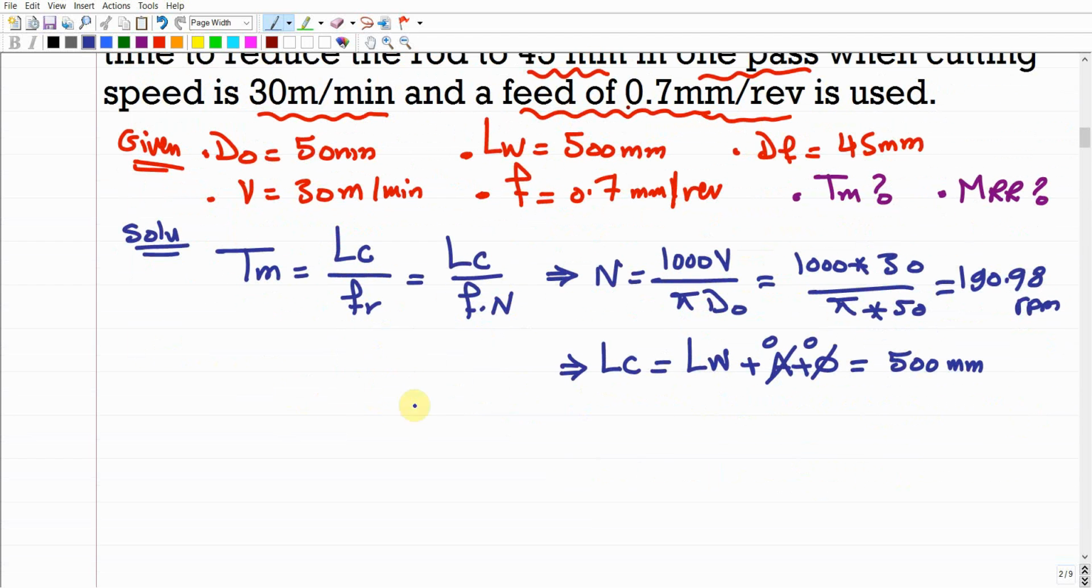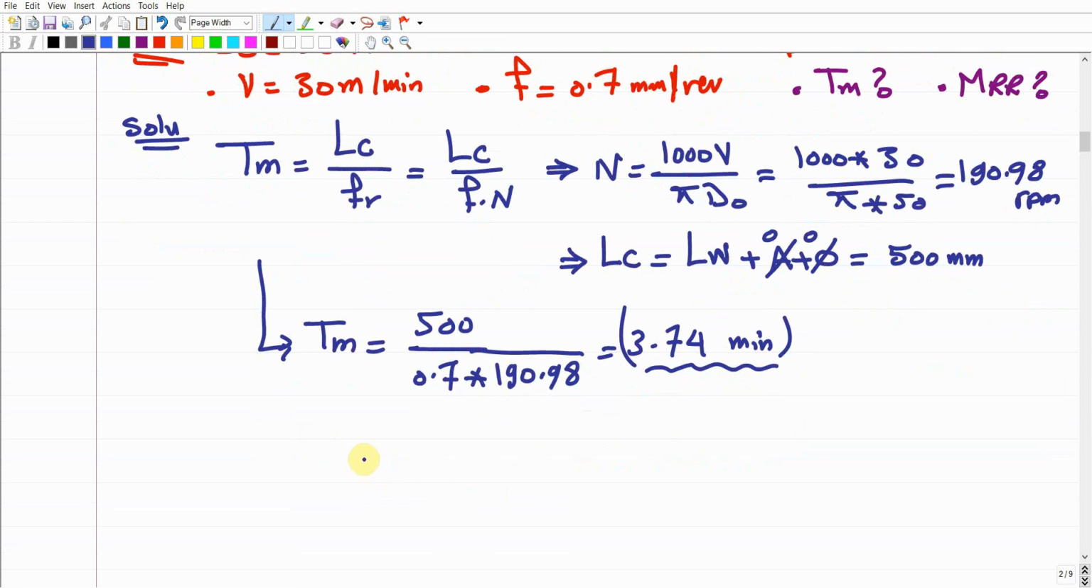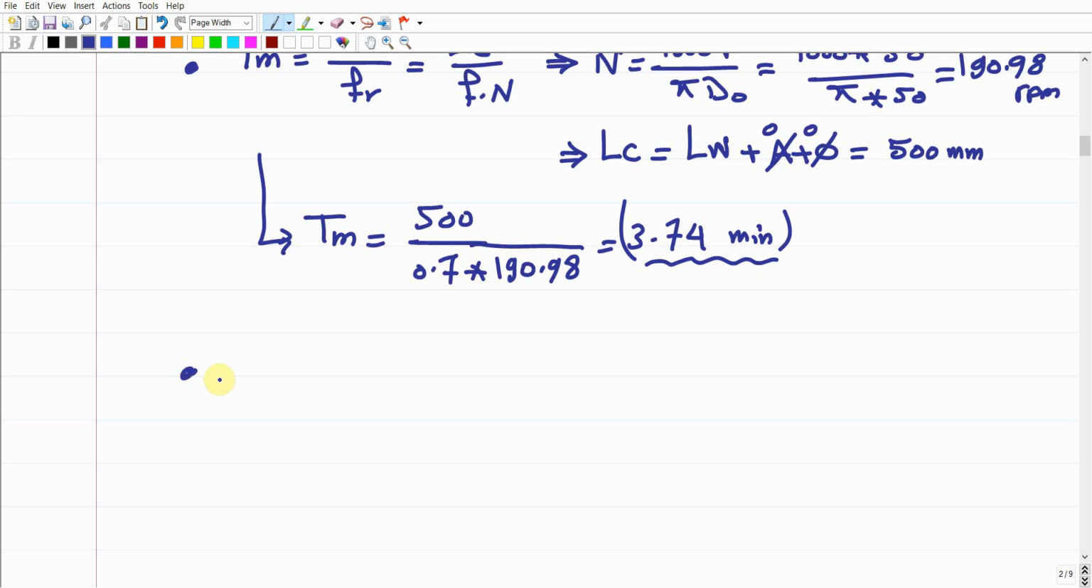Then your objective is just to substitute into the machining time. So we end up with the machining time equal to LC, which is 500, divided by F, given as 0.7, times N that we just calculated, 190.98. Doing simple calculations, with the 500, this gives us 3.74 minutes. If you stick to the dimensions the same way that I just explained, you end up with the machining time in terms of minutes. So simply, this is the first requirement, the machining time. Very simple, straightforward problem.